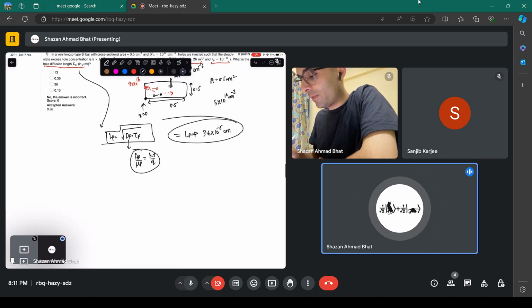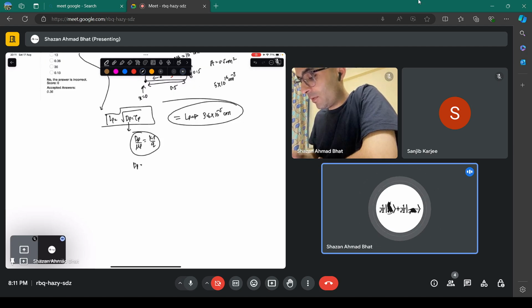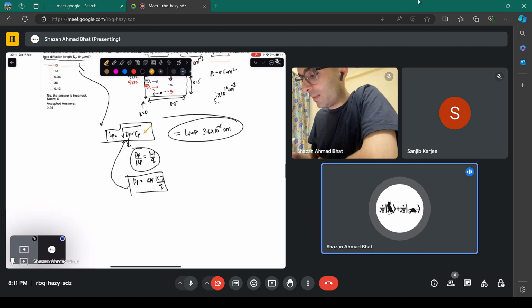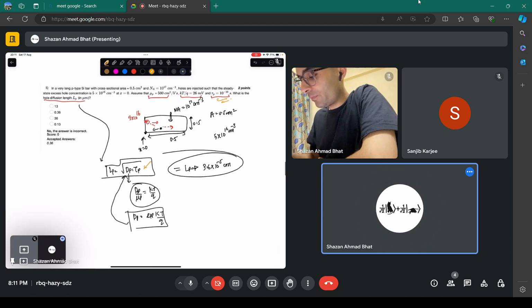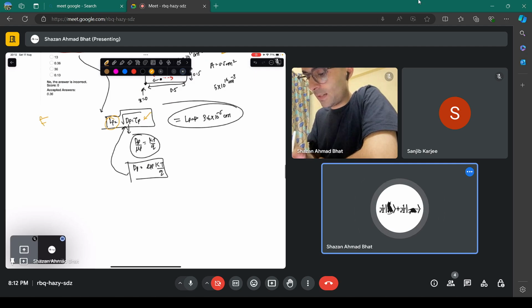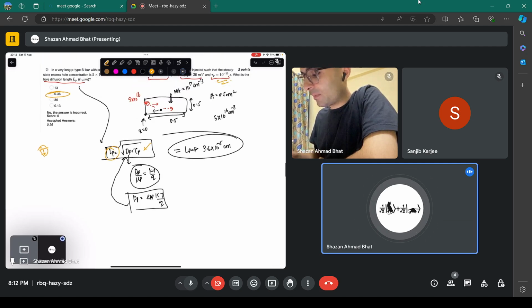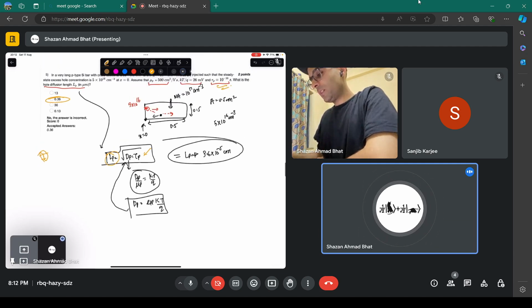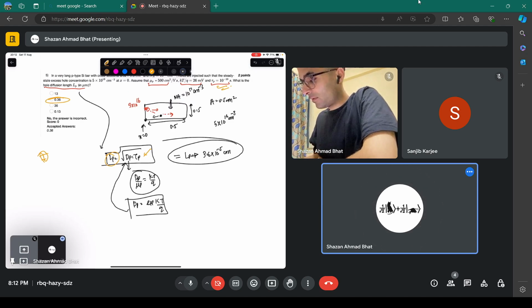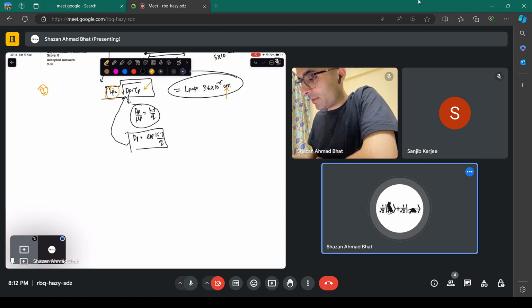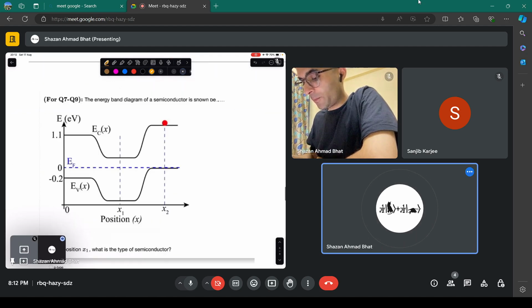You get Dp from mu p times kT by q, put it here, and tau p is given, I guess. Yes, tau p is given. You compute Lp, simple as that. You get 0.36 microns as the answer of this question. Then this should be, I think, centimeters, or is this meters? Just check the units once. Maybe I might have messed up with the units.